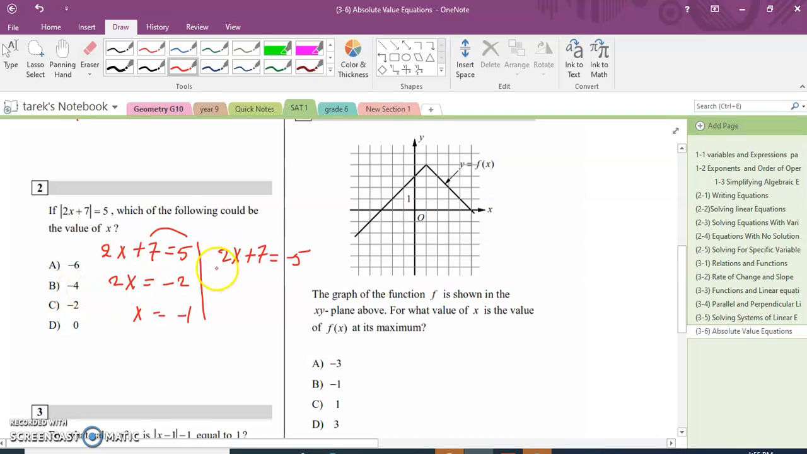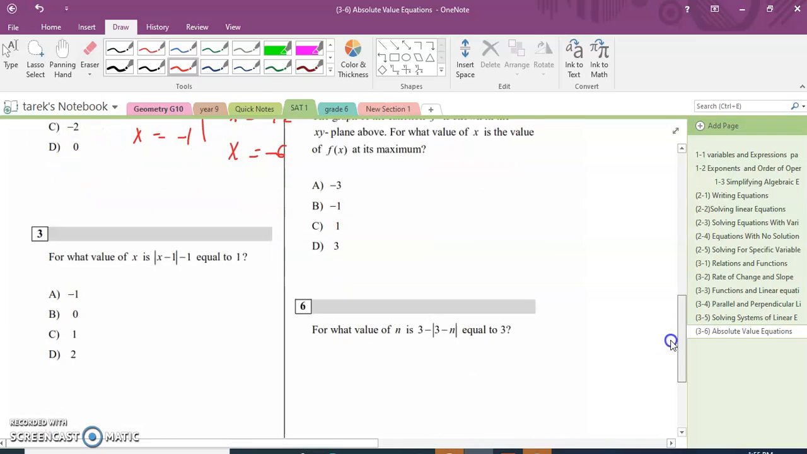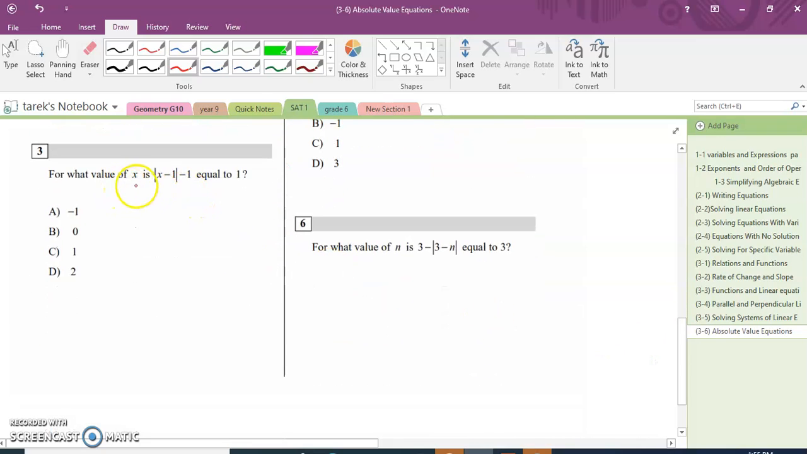But this is not in the answer. Let's try the other one. So 2x equals negative 5 minus 7 means negative 12 divided by 2, x equals negative 6. This is number A. For what value of x is this equal to 1? Means solve this equation.